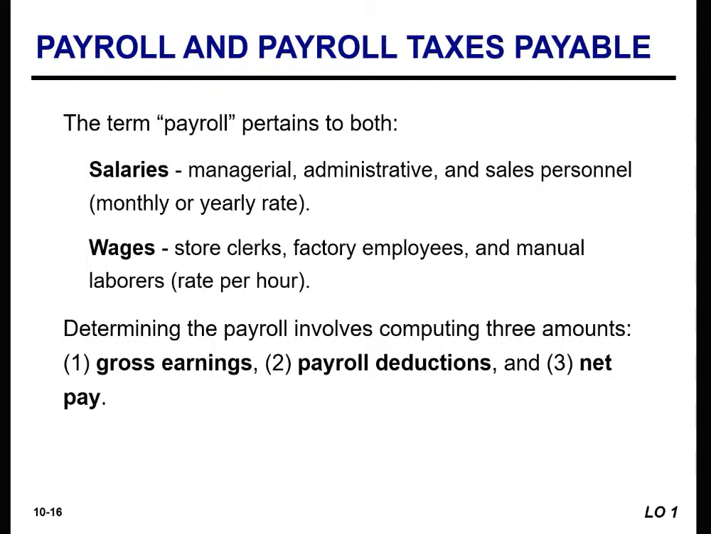Every employer incurs liabilities related to their employees' salaries and wages. One is the amount of salaries and wages that is owed to the employees. That's salaries and wages payable. The difference between salaries and wages is how they're paid. Salaries are an amount quoted monthly or yearly, whereas wages are rates per hour. Determining the payroll involves computing 3 basic amounts: gross earnings, payroll deductions, and net pay.